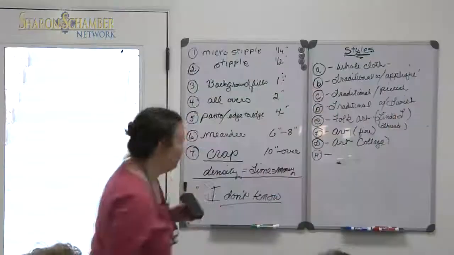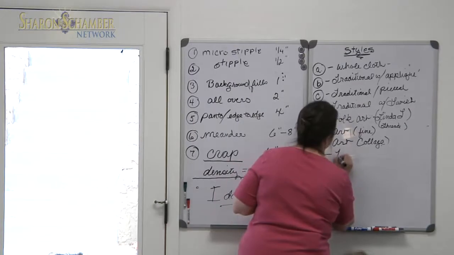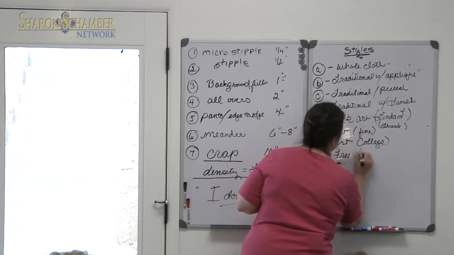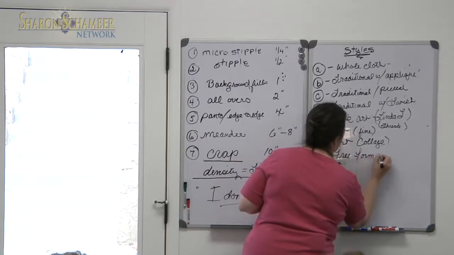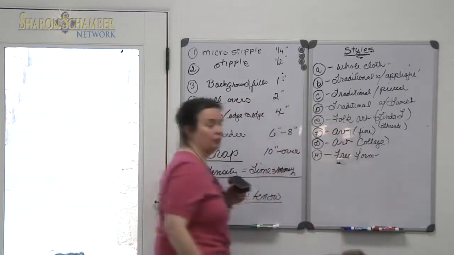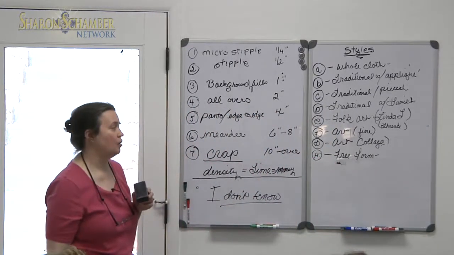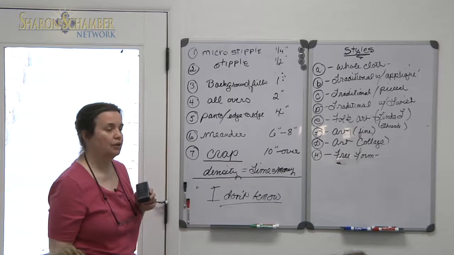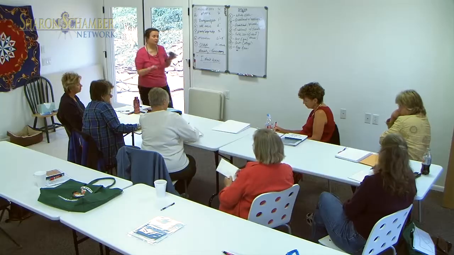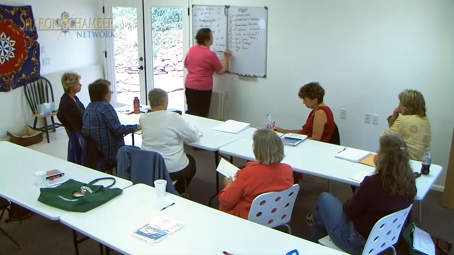It's the free form quilt. No limits on free form. It's usually about color. Free form is more about color than anything, so we just have to have a category. Okay, H, I. What's next, honey?